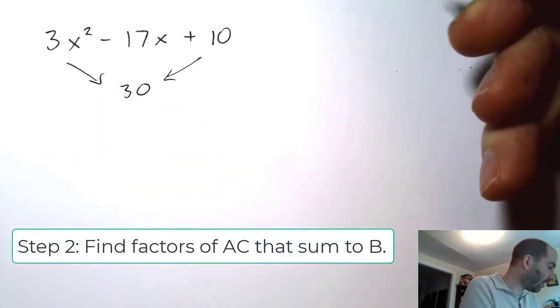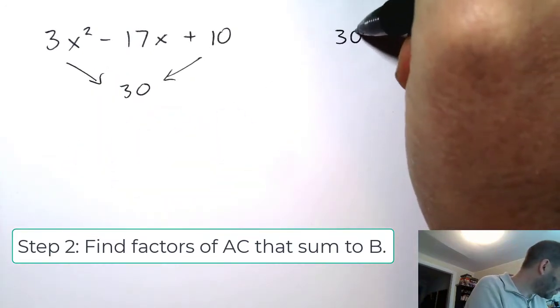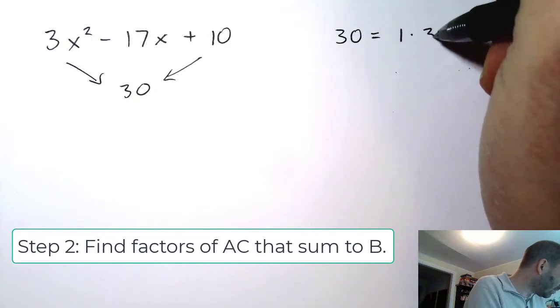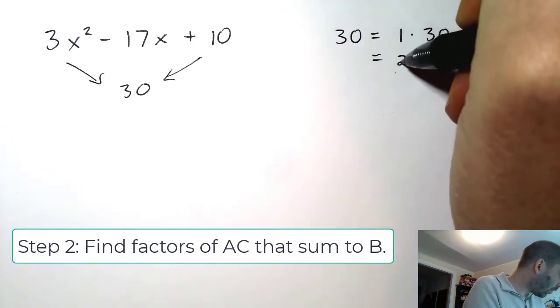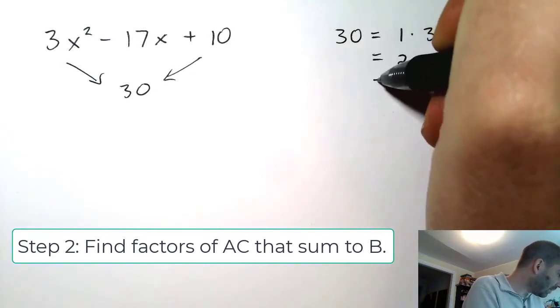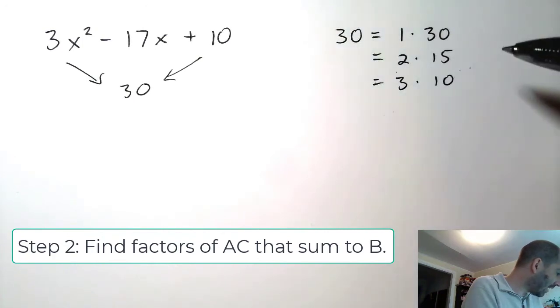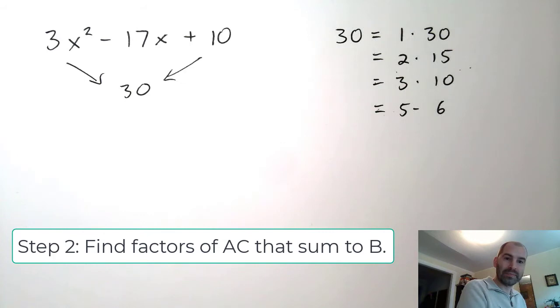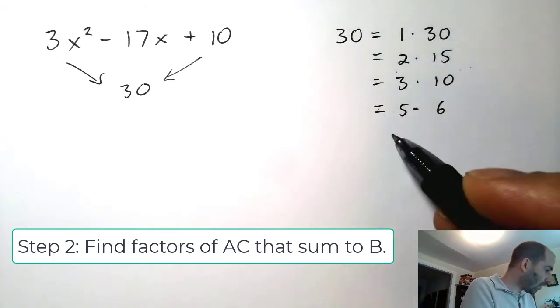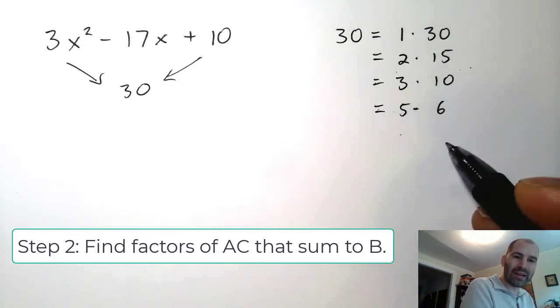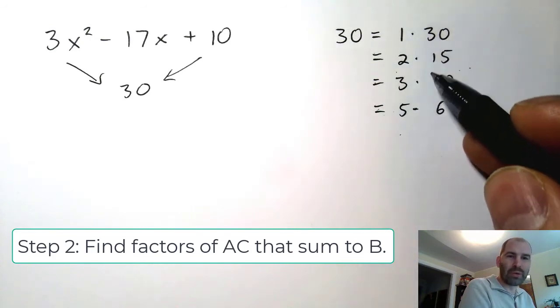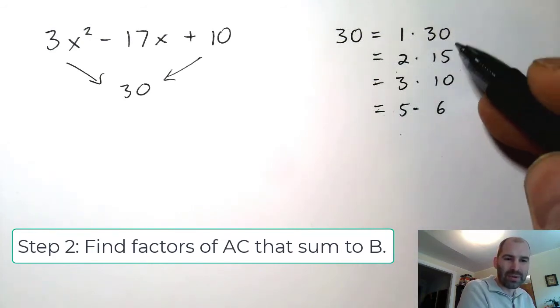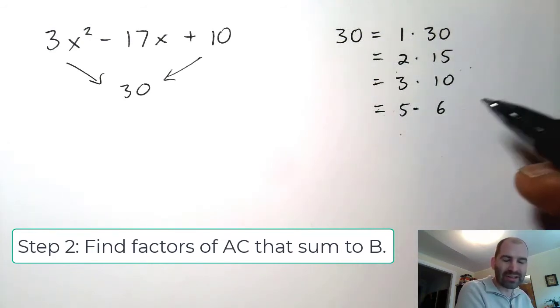So let's go over here and factor 30. 30 factors as 1 times 30, or 2 times 15, or 3 times 10, or 5 times 6. All right? And I could keep going with this, 6 times 5, 10 times 3, 15 times 2, but I'm just rewriting the same things I already have, right? So no need to do that. So I'll just stop here.